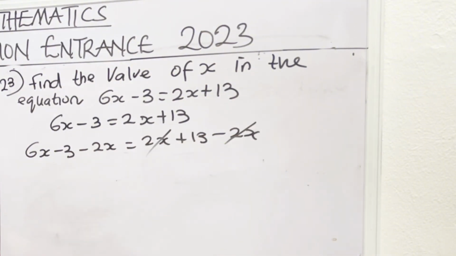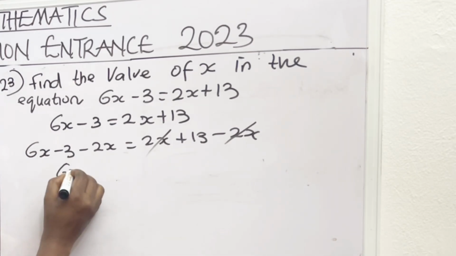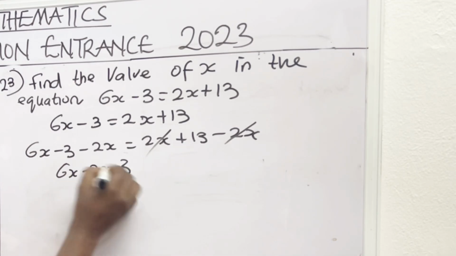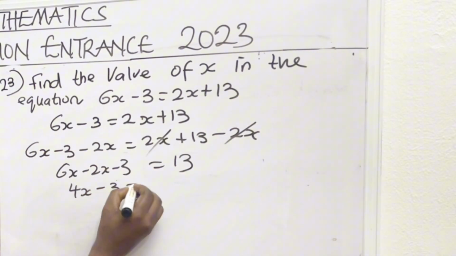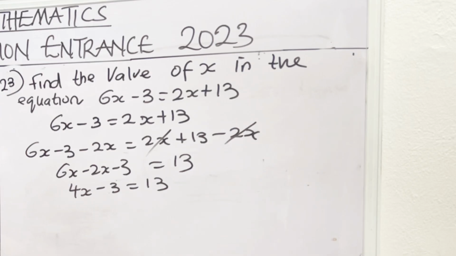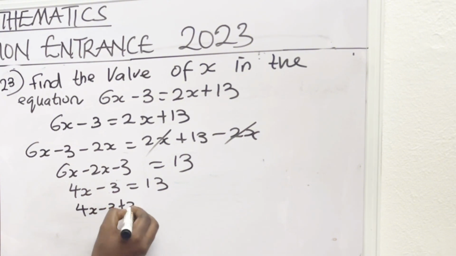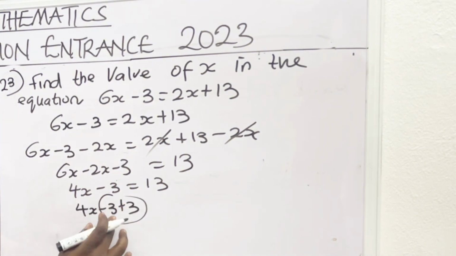So this and these are gone. We are left with 13. So we have 6x minus 2x minus 3 equals 13. 4x minus 3 equals 13. You bring 3 to the other side. So when you are bringing 3 to that side, that means you want to add 3 to the left hand side, so that this will go away, because 3 minus 3 is 0.